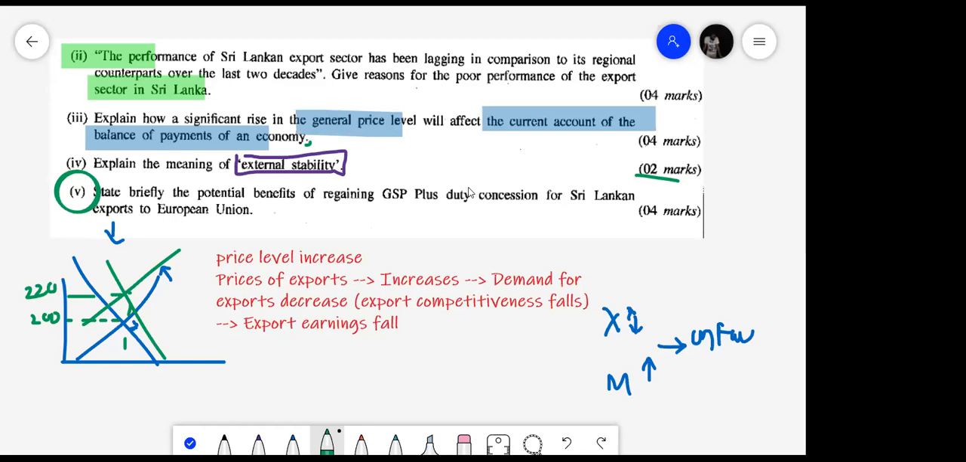So what can you say about this, guys? What are the potential benefits for Sri Lanka of regaining this? Can you let me know? Think, a country is giving tax benefits on all of this. What can we say? Think and give me an answer, or at least what does the textbook say?